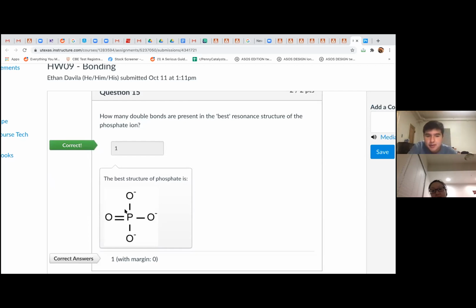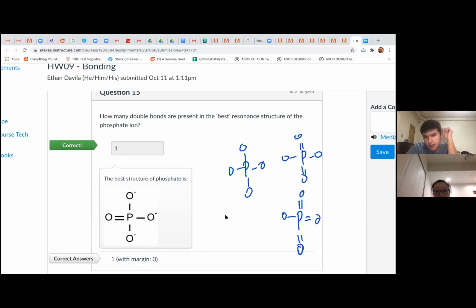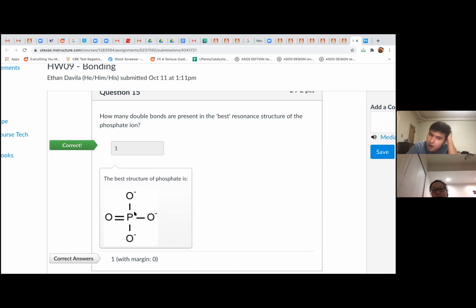But how is this any better than having it over here, over here, over here? There isn't. You never know. So all the resonance structures are fine. No, because you can also have it like this, or like this, or you can have them like this. Out of all the different ones, which one is the best one? This one.